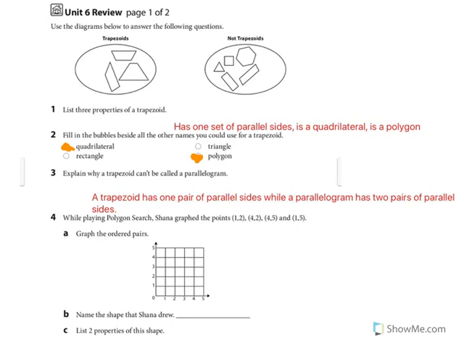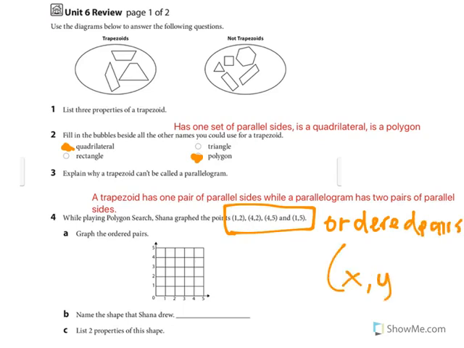Moving on to number 4, we see a coordinate grid. So let's do a little bit of review of our coordinate grid. Now we see all of these little numbers here. These are my ordered pairs, okay? And they're ordered like this, x, comma, y. My x-axis is horizontal and my y-axis is vertical.